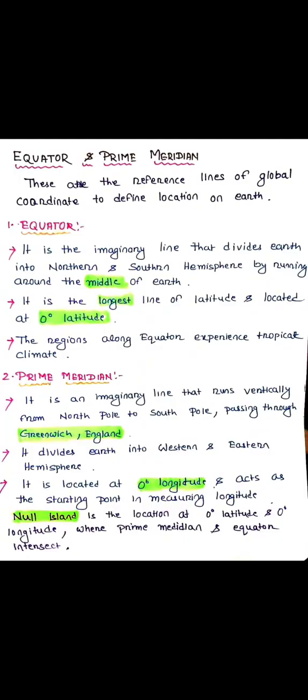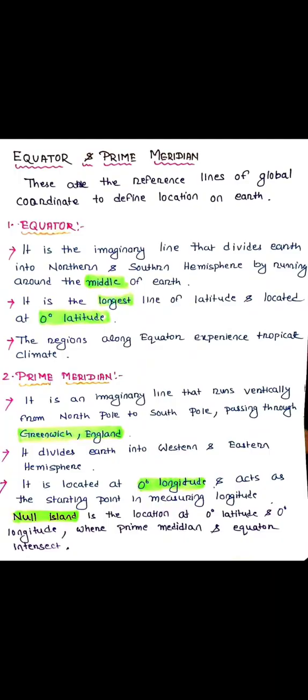Then we will know what is the prime meridian. Like the equator, it is imaginary. It runs vertically from North Pole to South Pole, passing through Greenwich, England. It is imaginary, but it passes through the city Greenwich in England, and it divides Earth into the Western Hemisphere and Eastern Hemisphere. Like the equator that was dividing into the Northern Hemisphere and Southern Hemisphere, it divides Earth into two hemispheres, one the western part, another the eastern part.